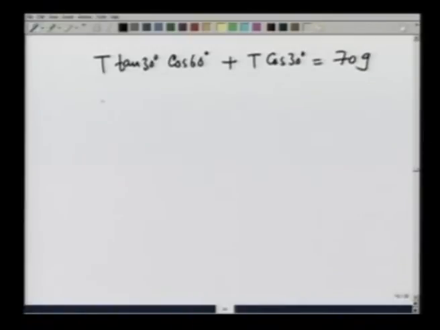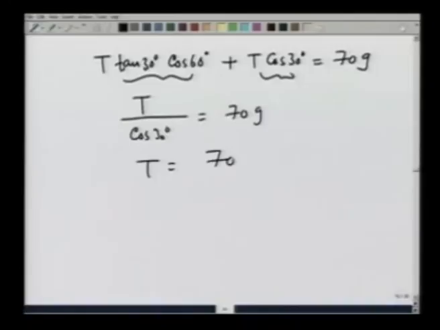You can simplify by trigonometric manipulations and you get T times sine square 30 degrees plus cosine square 30 degrees divided by cosine of 30 degrees is equal to 70 g, and T therefore is 70 g cosine of 30 degrees.